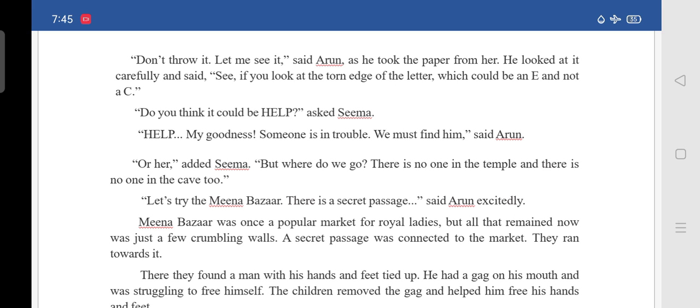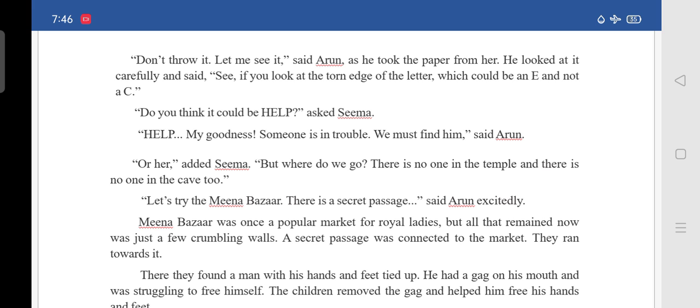"Let's try the Meena Bazaar. There is a secret passage," said Arun excitedly. So as they were discussing that there is no one in the temple and no one in the cave, then where will they search for that person? So Arun said, let's try the Meena Bazaar. So he's saying that we will try in the Meena Bazaar.